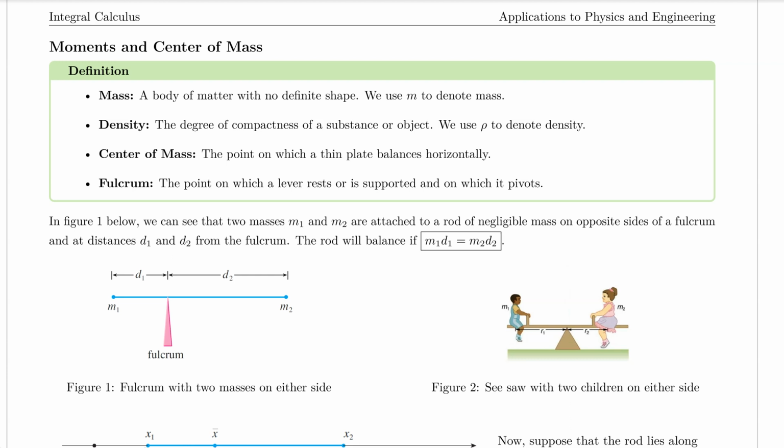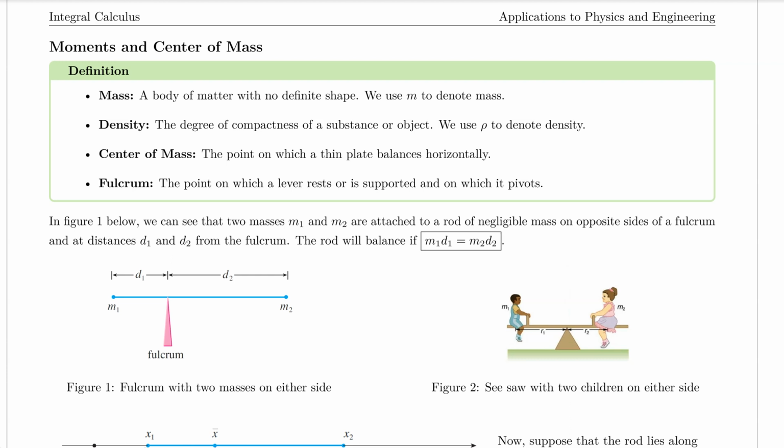Density is the degree of compactness of a substance or object. We use the variable rho to denote density. The center of mass is the point on which a thin plate balances horizontally, and a fulcrum is the point on which a lever rests or is supported and on which it pivots.